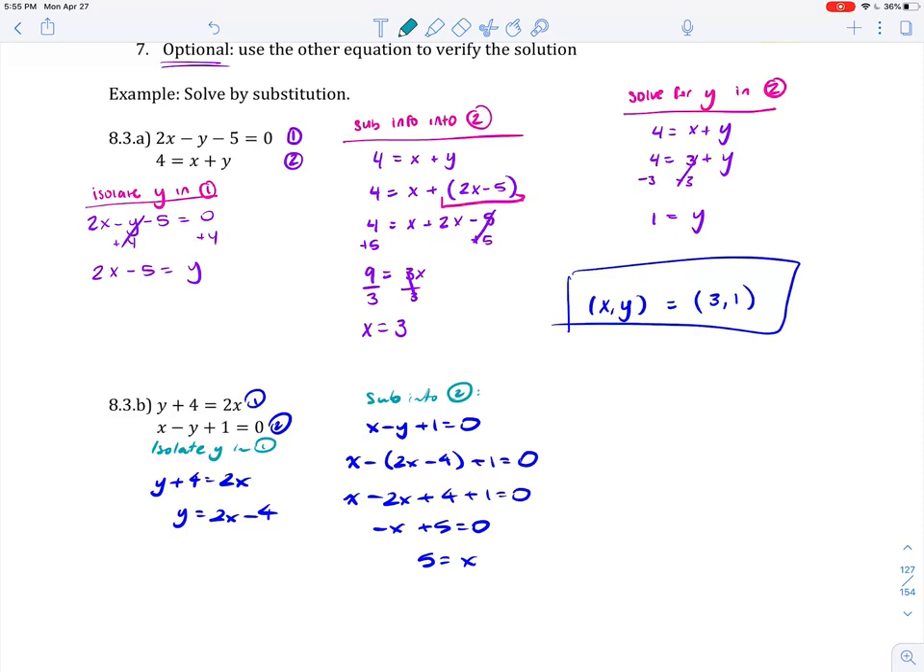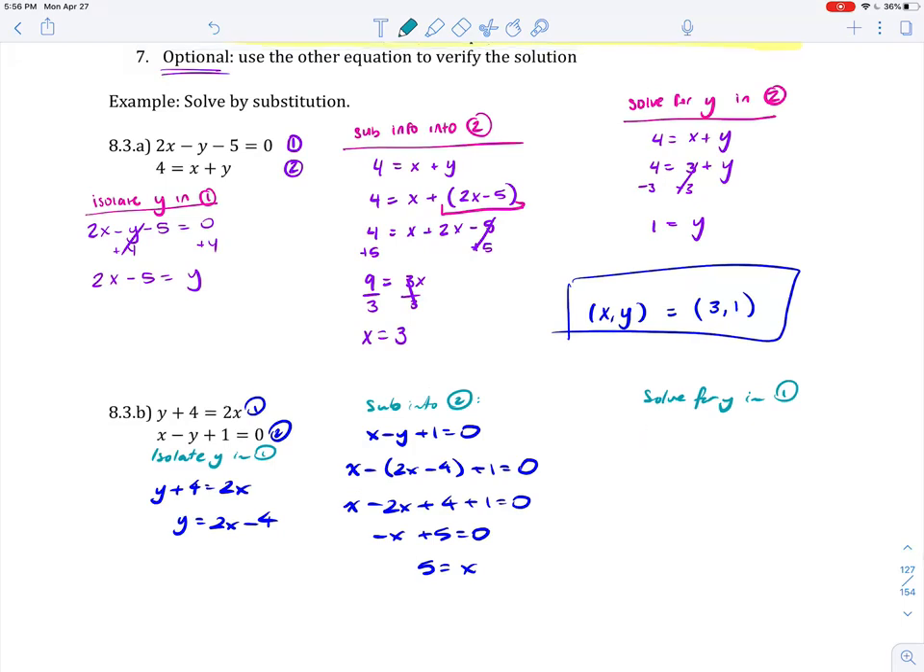And I will now solve for y in either equation. Honestly, they're not bad, either one. I'm just going to go with equation 1. Because I've already got y isolated there. It just makes things easier. So I'll solve for y in 1.